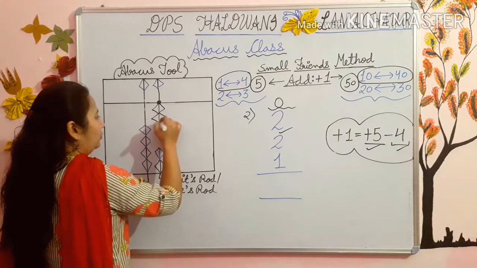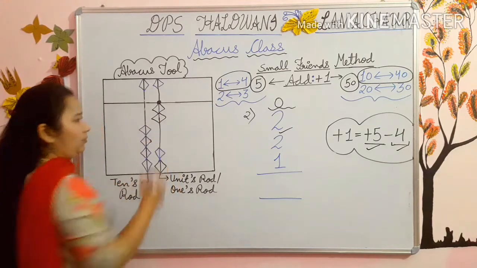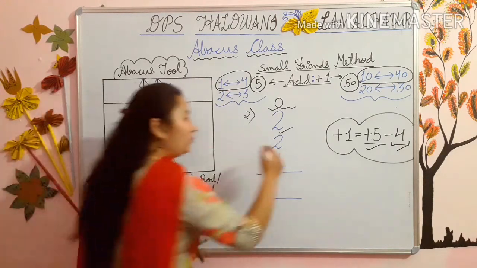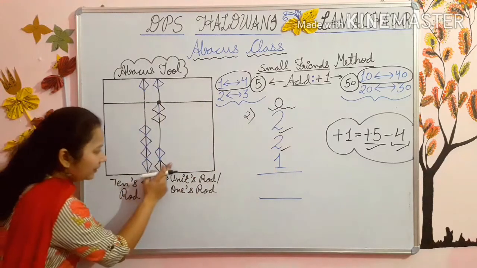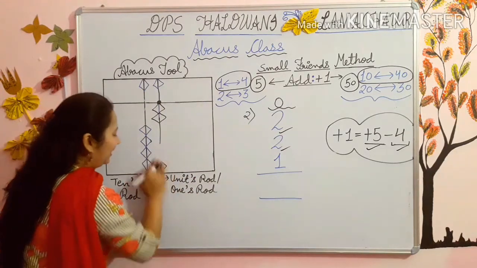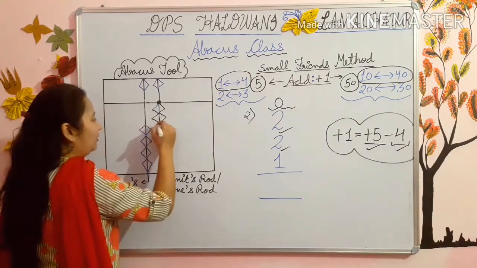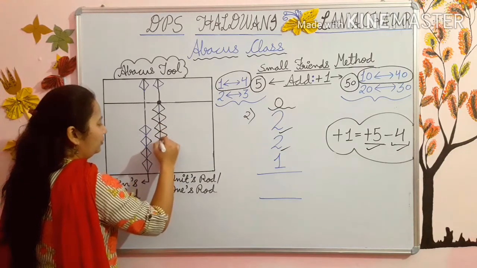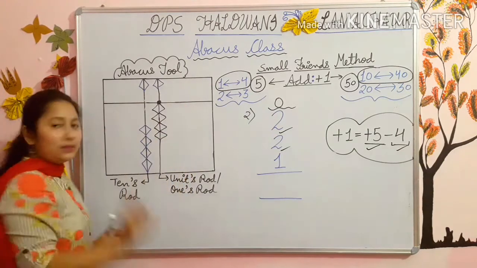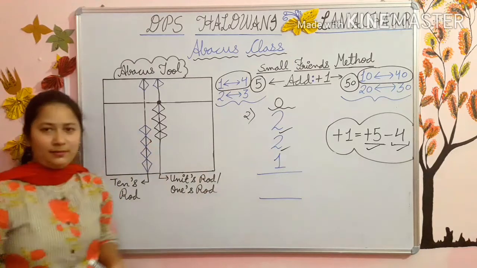1, 2. Now again you have to add 2. See, bead is there? Yes. So again you will add 2. 1, 2. 2 beads up. Now see, you have to add 1.